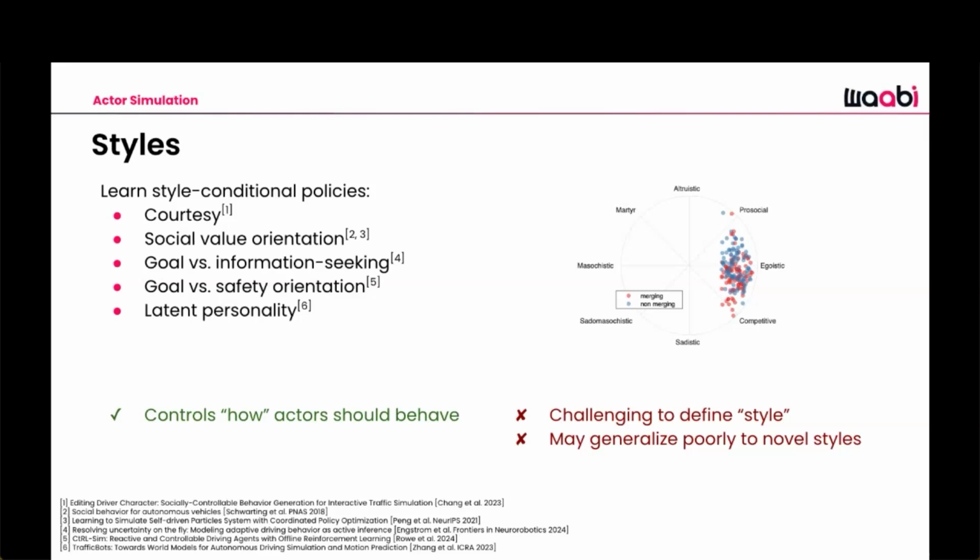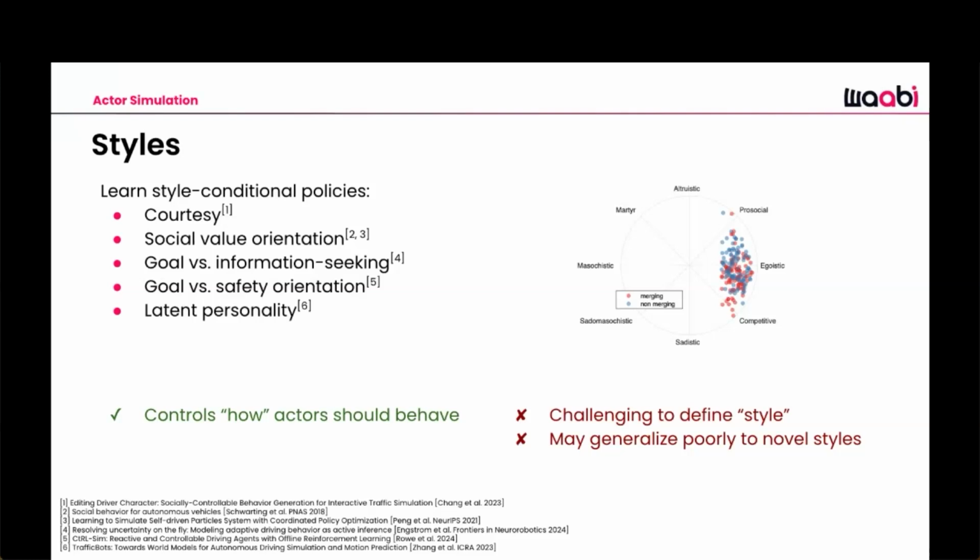Alternatively, we can also define style using something like social value orientation. And this measures how much an actor prefers to allocate its value to itself versus to other actors. So to illustrate what this means, an egoistic actor, for example, might want to optimize his own gain by being quite aggressive, right? And trying to overtake everyone so that it makes a lot of progress. In contrast, an altruistic actor might be one who would yield to other actors because they want to allow others to optimize their progress instead of their own.